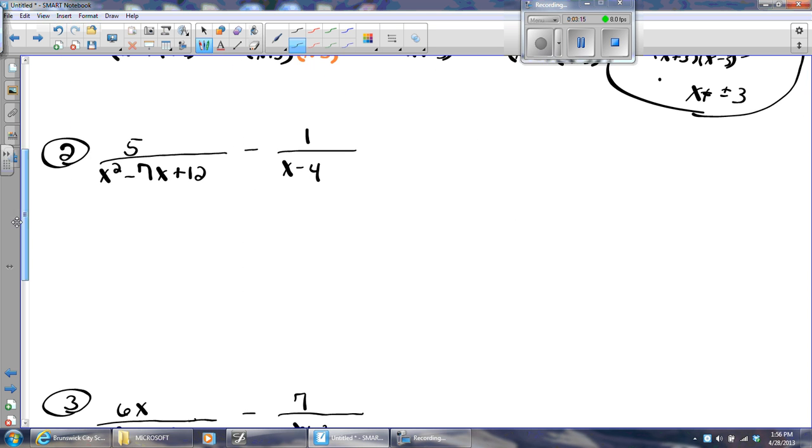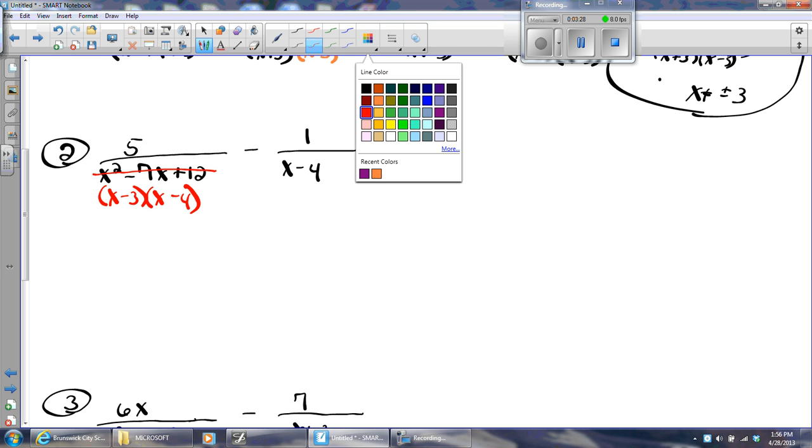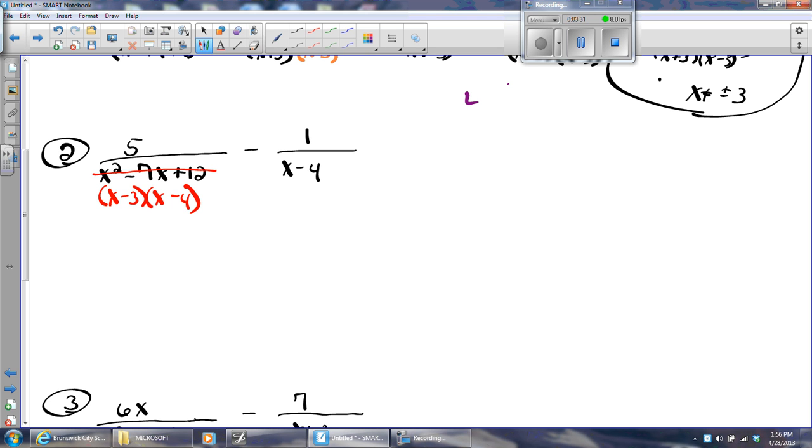All right, problem number 2. Same deal here. Going to factor, and I believe this will factor like this. We're looking for the LCD. LCD, where are you? Well, I need an X minus 4 as part of my common denominator. All right, and I need an X minus 3 in my LCD. I've got my LCD. Let's go do the restrictions. X is not allowed to be 3 or 4.